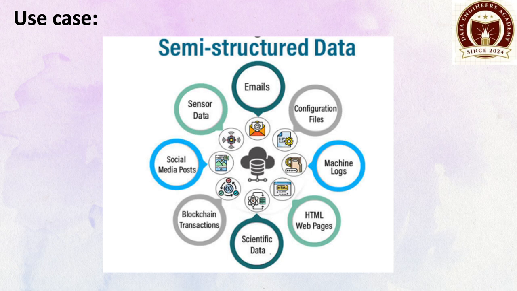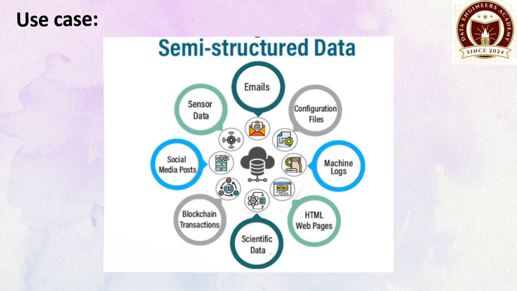Let us see in detail the example of email. Here, an email has some structured parts like sender, subject, date, recipient, but the message body can be anything, like text, images, links, anything in the body. It is partially organized but not fully fixed.